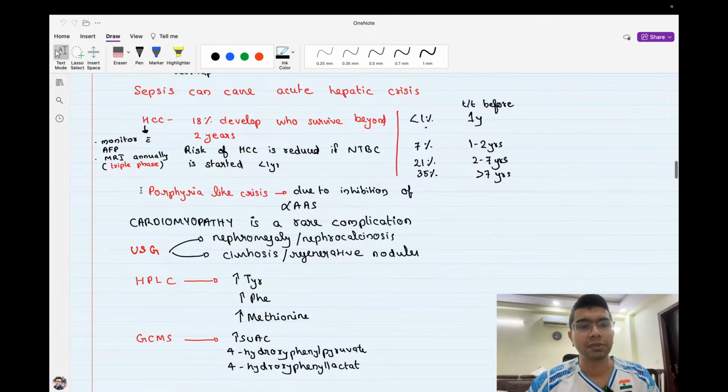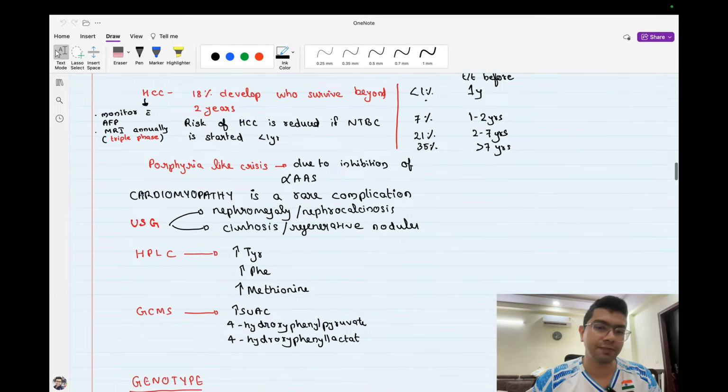And sometimes there can be porphyria-like crisis, especially in untreated tyrosinemia, or in which there is treatment default. So the child was on nitisinone and then nitisinone was stopped. So there can be porphyria-like crisis. Why is there a crisis? It is because succinylacetone can inhibit enzymes in the porphyrin degradation pathway.